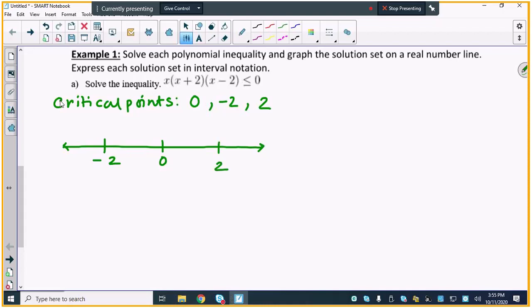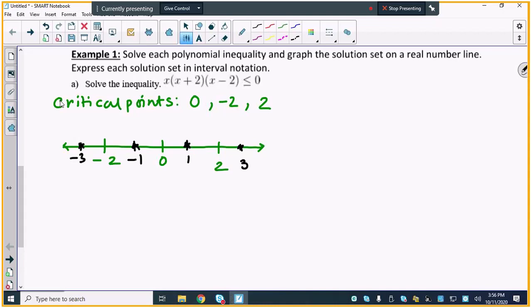Now, in each of these subintervals, I'm going to choose a point which I'm going to call the testing point. So I choose -3 here. Let's say I choose -1, +1, and 3. Then at each of these testing points, we're going to find the value of the left-hand side of the inequality and see whether we are maintaining the sense of the inequality.